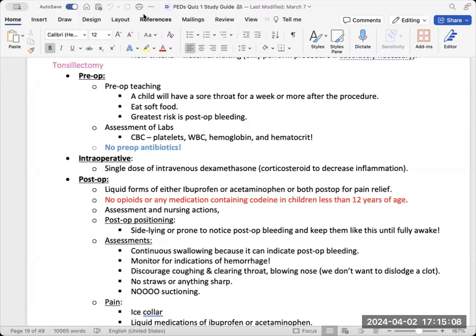If they're too low, they're at risk for bleeding. And no preoperative antibiotics. Keep that in mind, okay? We don't want to give them anything preoperatively.